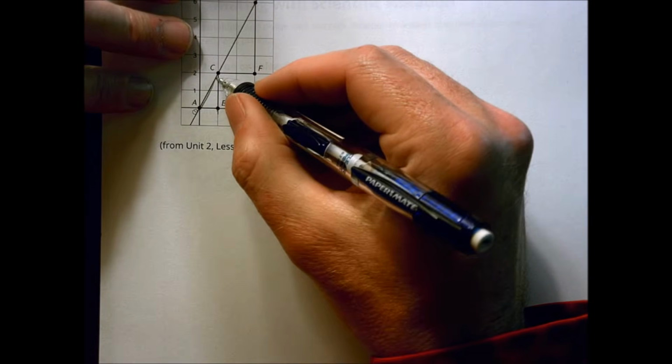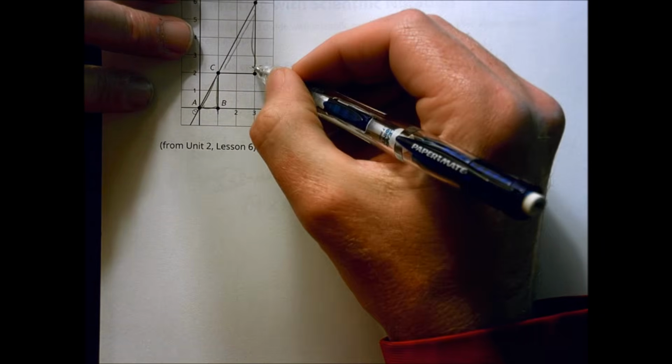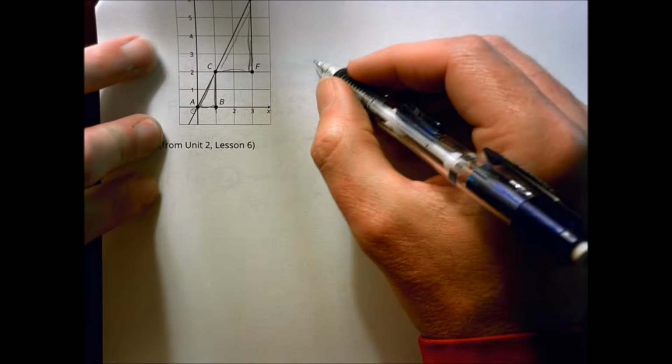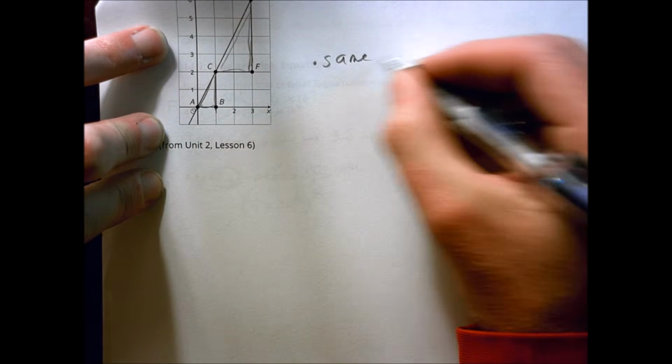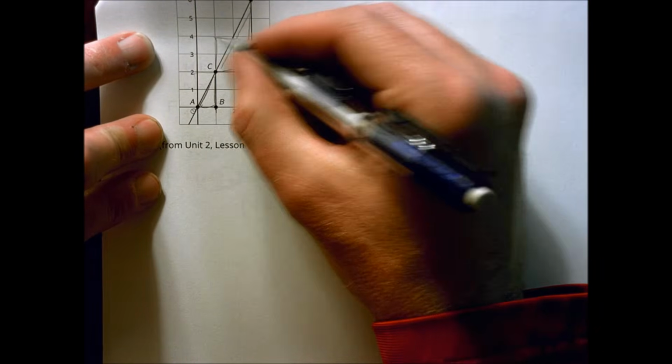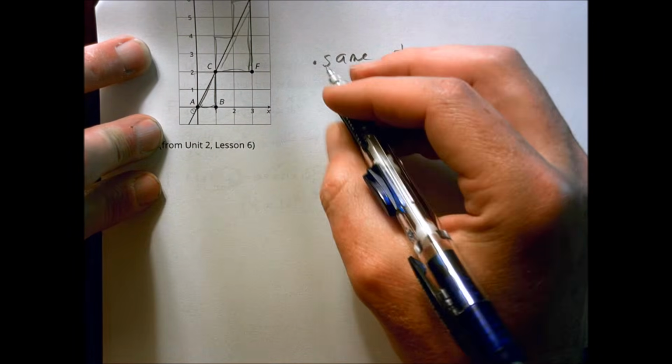And number 5, it says explain why triangle ABC is similar to triangle CFE. So why is this triangle here similar to this triangle here? Alright, a couple reasons why. We could say, first of all, that they have the same slope. That might be one thing you could say, right? We're going up 2 over 1, up 2 over 1, up 2 over 1. That's true there.